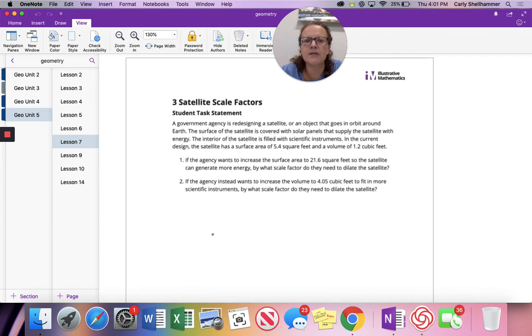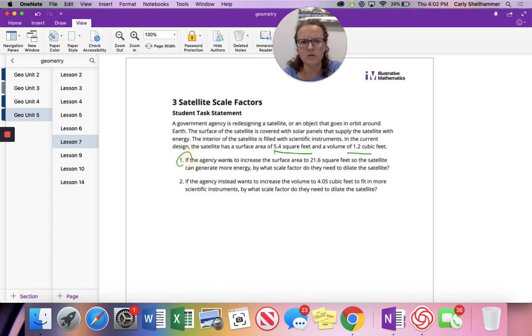A government agency is redesigning a satellite, or an object that goes in orbit around the Earth. The surface of the satellite is covered with solar panels that supply the satellite with energy. The interior of the satellite is filled with scientific instruments. In the current design, the satellite has a surface area of 5.4 square feet and a volume of 1.2 cubic feet. If the agency wants to increase the surface area to 21.6 square feet so the satellite can generate more energy, by what scale factor do they need to dilate the satellite?